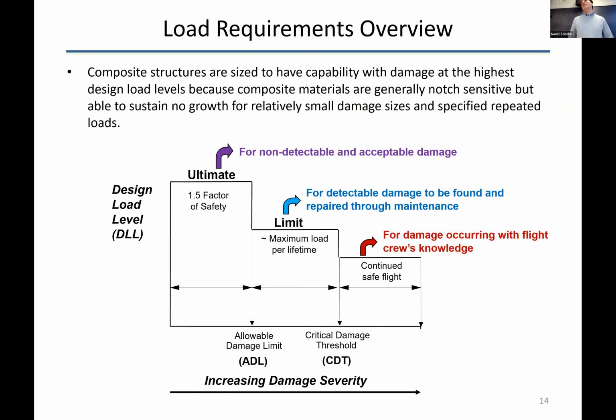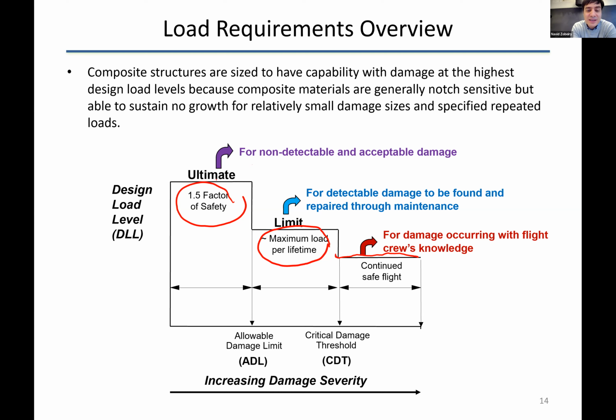For composite, we have 3 levels of loads. We call it an ultimate load, which is 1.5 safety factor. Limit load, which is the maximum load per lifetime of the structure. And then a load that the structure can survive if there's accidents. It can continue flying, land before something catastrophic happens. So there are 3 levels of load.